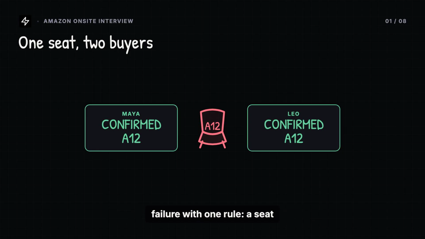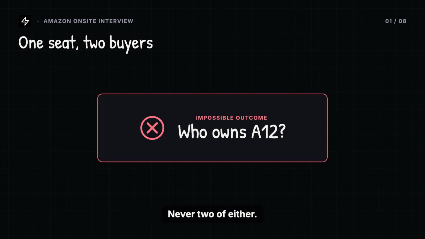We will prevent that failure with 1 rule. A seat can belong to only 1 unexpired hold, or 1 confirmed booking, never 2 of either. Then we will follow the harder case. Payment succeeds, but its response disappears.